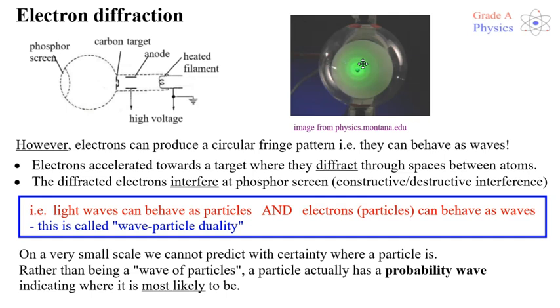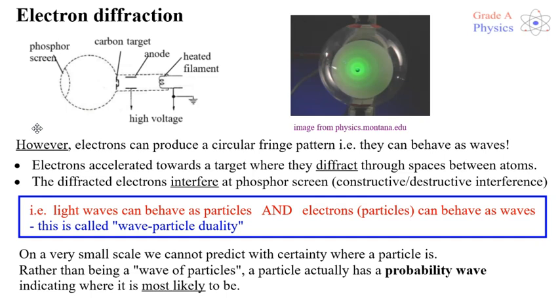and then we get this circular pattern. So what's happening is we're getting diffraction, so that's what waves do, and then we're also getting interference. So we've seen this in the waves topic, we're getting constructive and destructive interference. This is really, really strange because the electrons are behaving as particles at the start and at the end when they interact with the phosphor screen, but in the middle they're behaving as waves because we're getting diffraction and interference. So this strange behavior of particles and waves is called wave-particle duality.